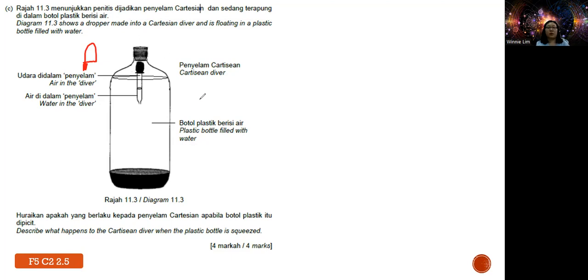So how does it work? When you squeeze the bottle, the water will actually try to fill up the diver. Then it works like a submarine. Why is a submarine able to sink? Because it has ballast tanks. They fill up with water, then they become heavy, right? So the weight is greater than the buoyant force, then they sink. Same idea. The moment you squeeze, water flows in, then the diver becomes heavy, the weight is greater than the buoyant force, and then it sinks.